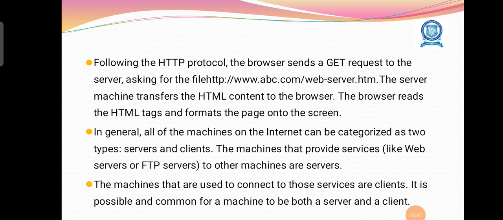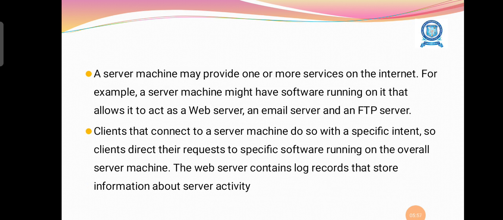In general, all the machines on the internet can be categorized as two types, servers and clients. A server machine might have software running on it that allows it to act as a web server, email server, and an FTP server. A client will connect to the server machine with a specific intent. So clients directly send their requests to the specific software running on the overall server machine.